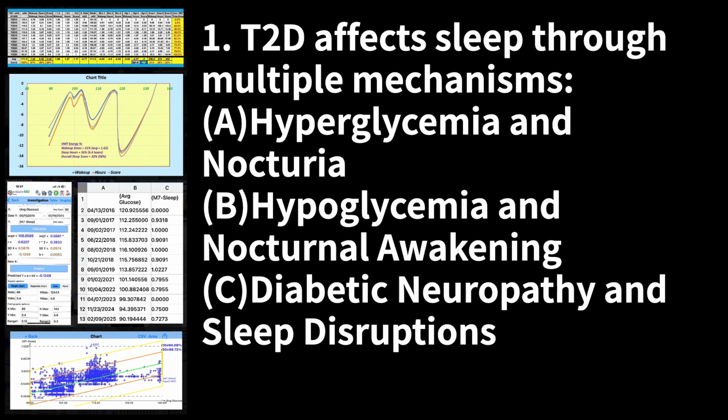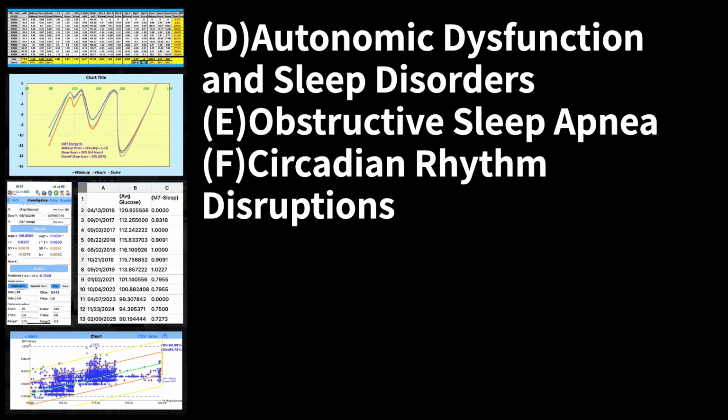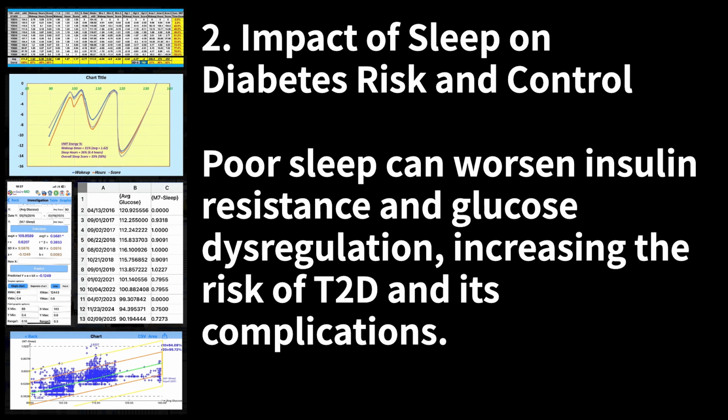1. T2D affects sleep through multiple mechanisms. A. Hyperglycemia and nocturia. B. Hypoglycemia and nocturnal awakening. C. Diabetic neuropathy and sleep disruptions. D. Autonomic dysfunction and sleep disorders. E. Obstructive sleep apnea. F. Circadian rhythm disruptions.